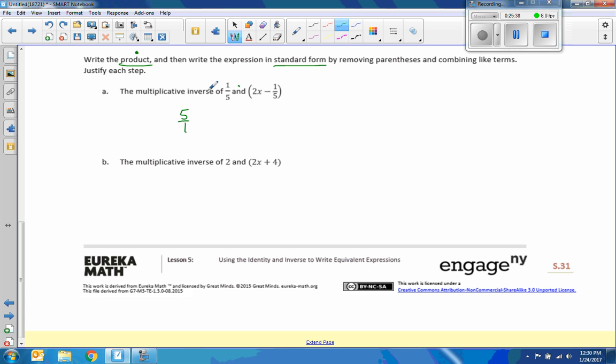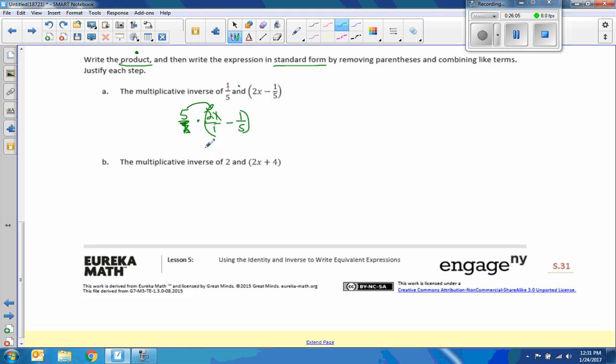So multiplying the multiplicative inverse of 1/5 times 2x, I'm going to put that over 1, minus 1/5. Okay, this might look a little confusing to you at first, but don't let it scare you. 5/1 is simply 5, so I'm just going to ignore all of that, and I'm going to distribute.